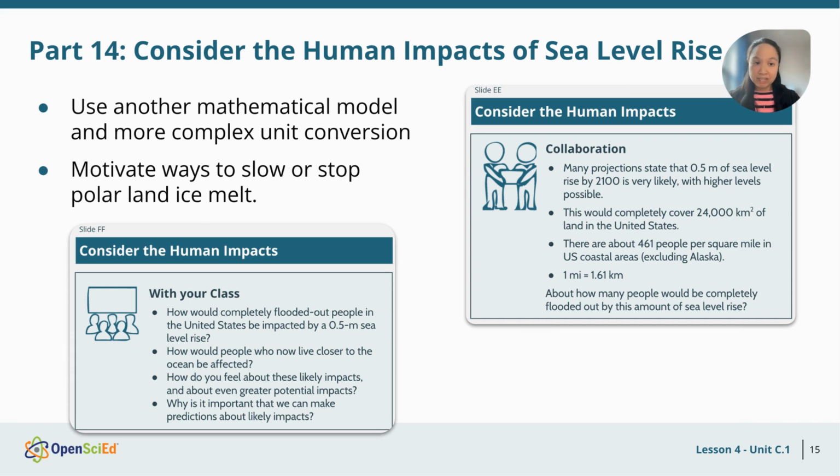In part 14 of the lesson, students use mathematical thinking again to estimate the impact of sea level rise on the human population. Students are introduced to the concept of population density. Importantly, they have to work through a more complex unit conversion, which I will discuss further in the tips and tricks section. Considering the human impacts of sea level rise then motivates students to brainstorm ways to slow or stop polar land ice melt.